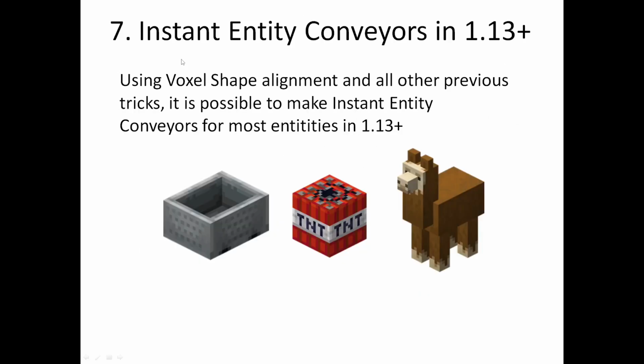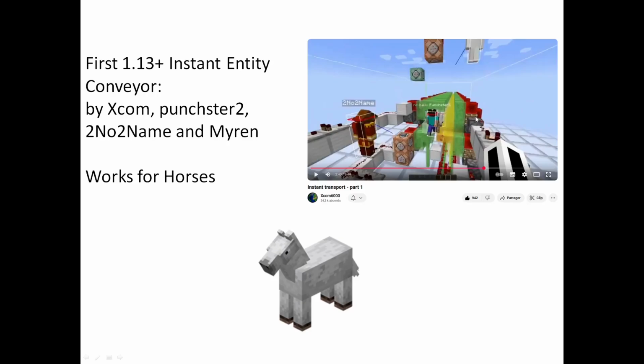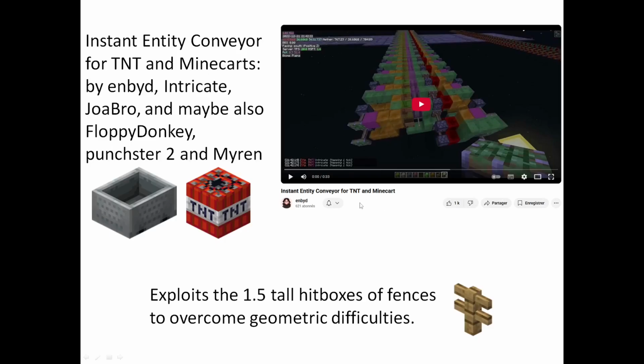Using this voxel shape alignment, we can make instant entity conveyors in 1.13. The first one was by XCOM, Puncher2, To Know To Name, and Myron, with myself. There was an instant entity conveyor for horses, and the video has no world downloads, so if you want to get it, good luck. Maybe you can find it on some Discord. Then there was an instant entity conveyor which works for TNT and minecarts and also other smaller blocks. This relies on the 1.5 tall hitboxes of fences.